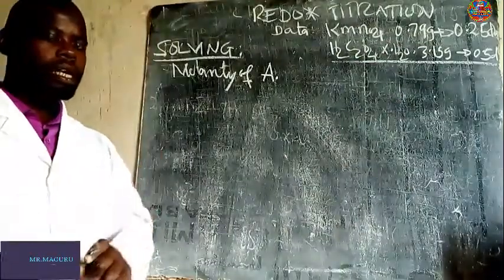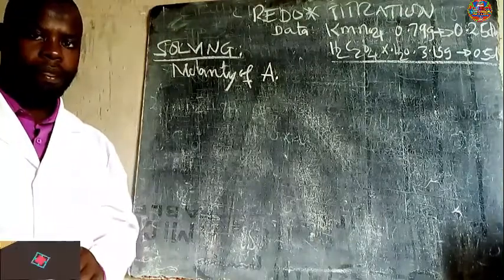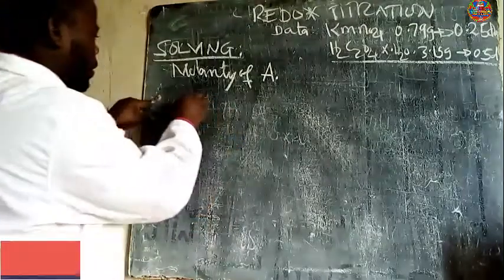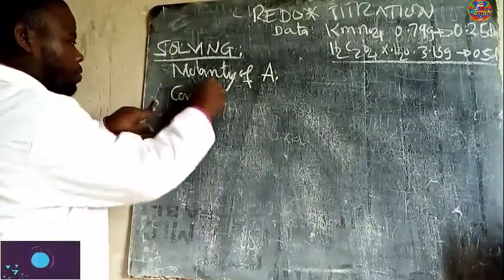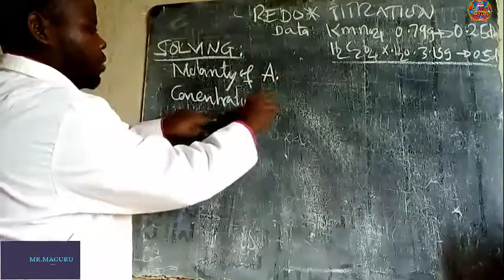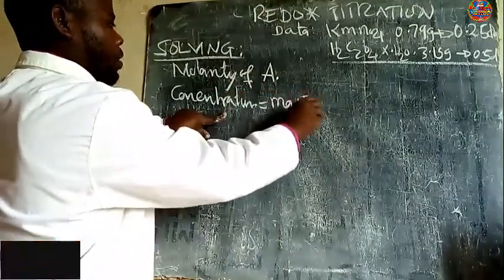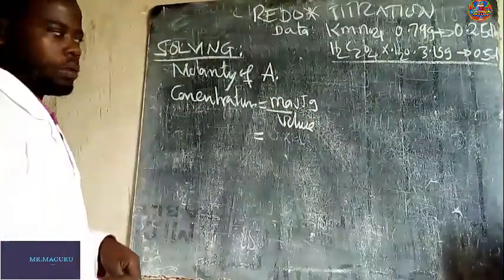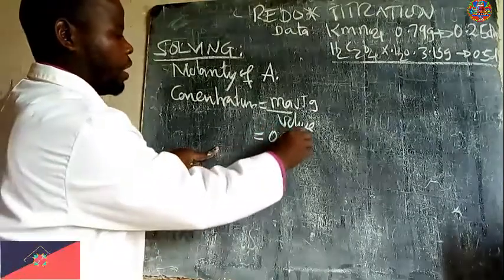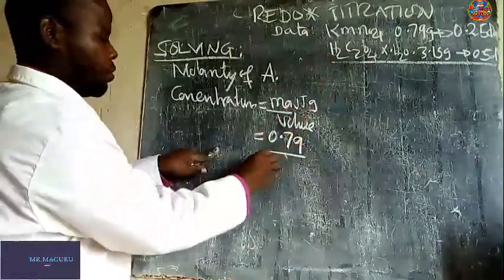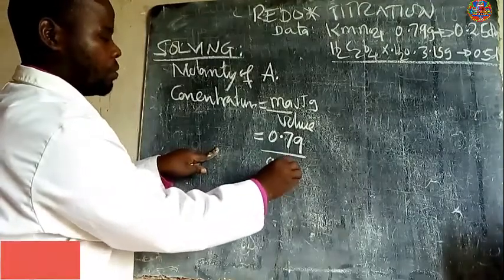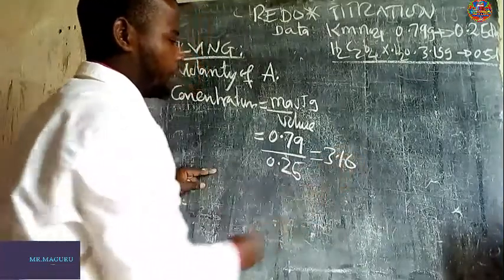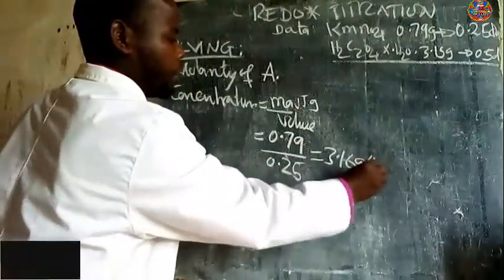According to that, we can get a concentration, because the concentration is mass over volume. So concentration is equal to mass over volume. Mass is equal to 0.79 divided by volume 0.25. The answer of this one will be 3.16. This is a concentration.